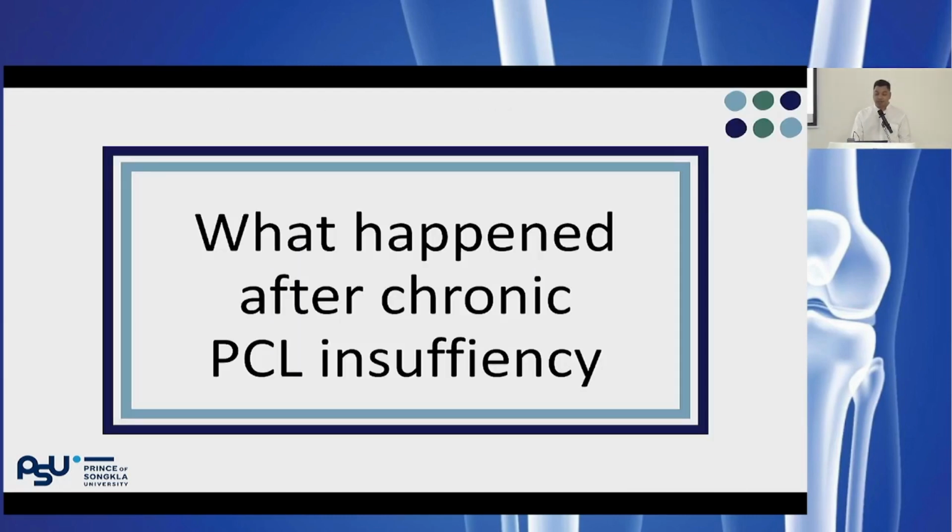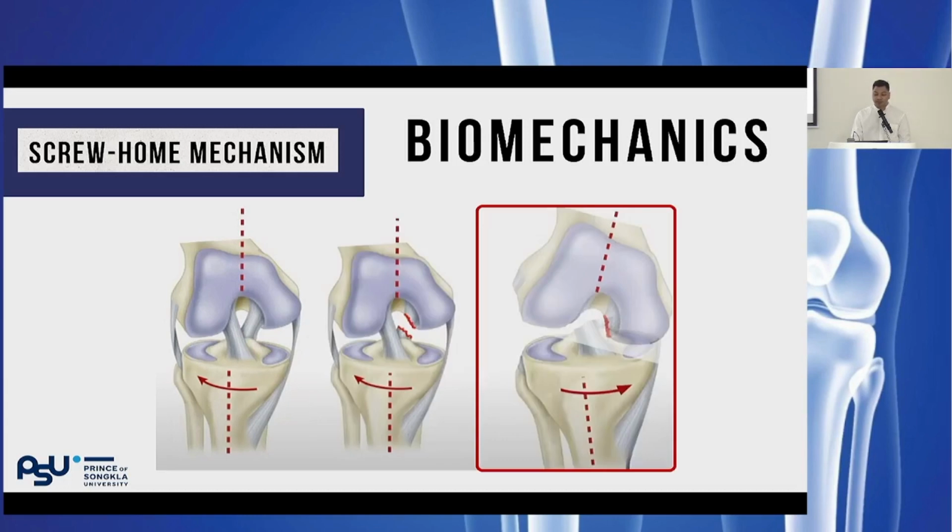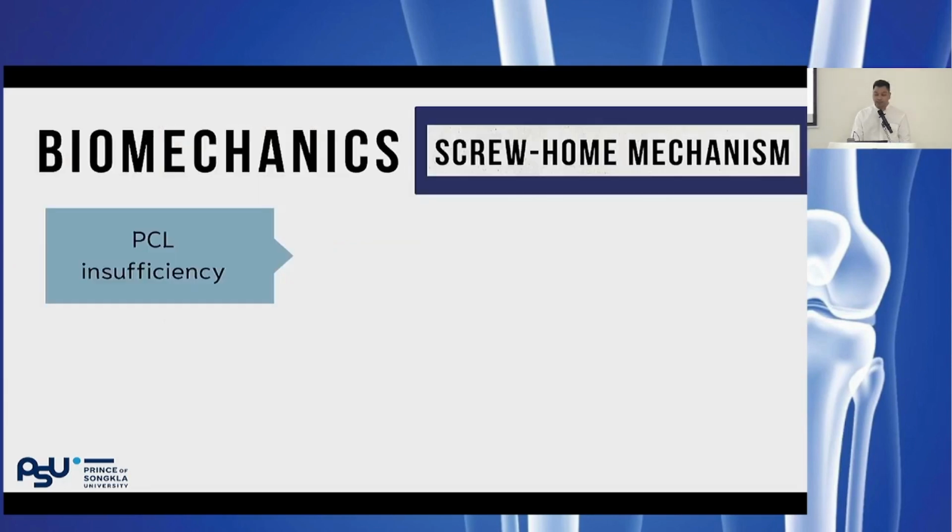So, what happens after chronic PCL injury? As in the previous slide, in the screw home mechanism, both cruciate ligaments will be tight in full knee extension. The PCL acts as the axis of rotation of the knee. When we lose the PCL, the knee acts the opposite way to lock the knee without the PCL. The tibia will internally rotate and make medial compartment overload, and finally produce chronic varus OA knee.